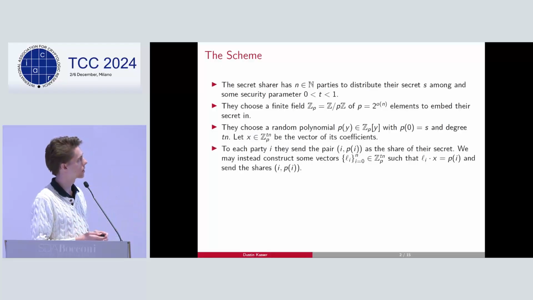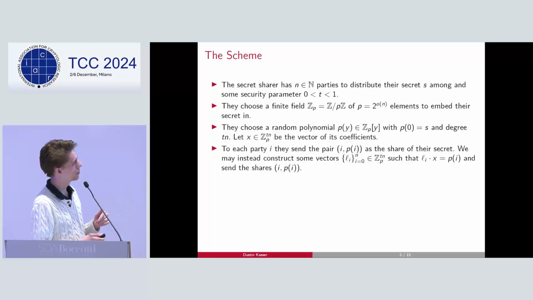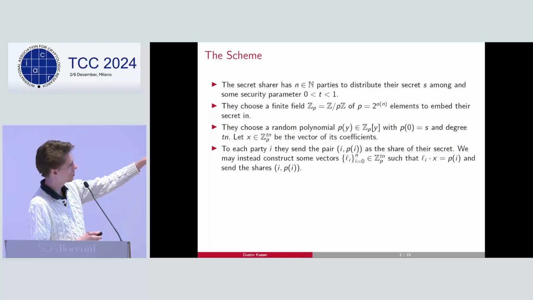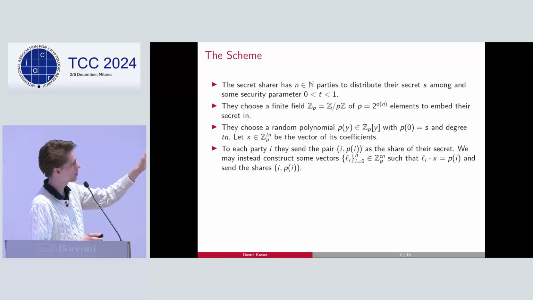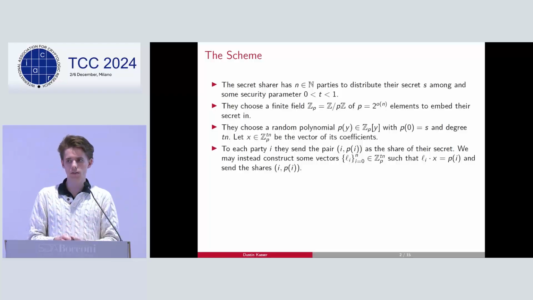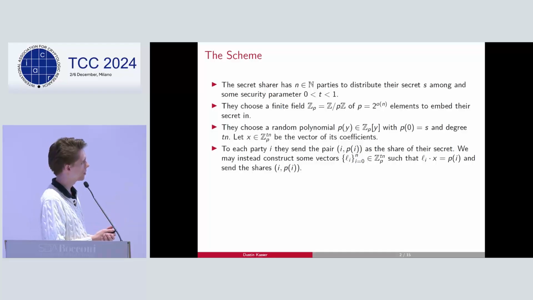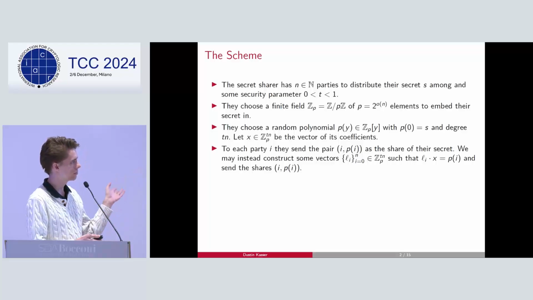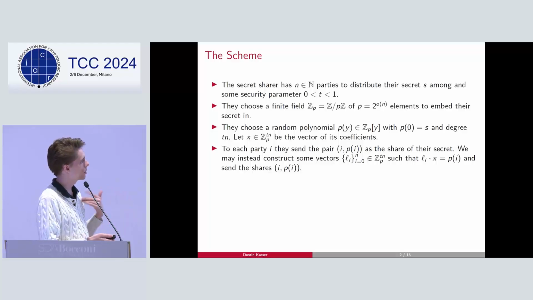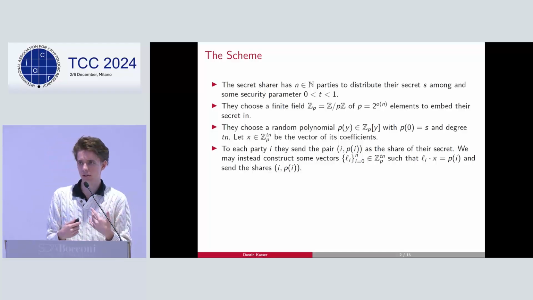Once again, though, we're going to use some linear algebra, and we're instead going to construct these vectors L_i, which just have the property that L_i dotted with x is going to give us p evaluated at i. So, of course, we have security, where any t_n minus 1 shares being totally corrupted gives no information, but if we retrieve from t_n shares, we get our secret back.